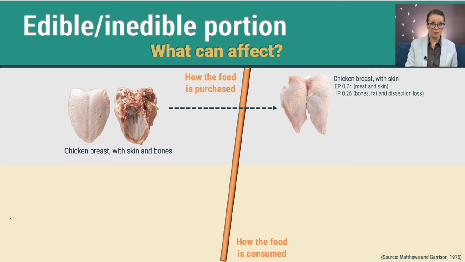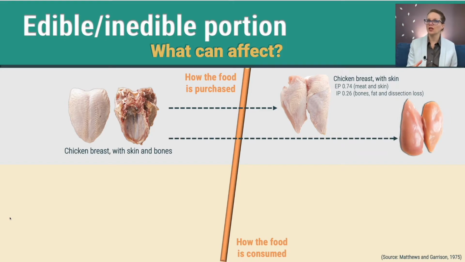But for the same food we can have a second option. In addition to the bones and some fat and the dissection losses, we can also remove the skin. So instead of having that 74% of this food is edible, when we remove also the skin, the edible portion will be 65% of the food. So as you can see here, it will affect our amount. If we start with the chicken breast with bones and skin, we can have these two options depending on the person that is going to eat the food.